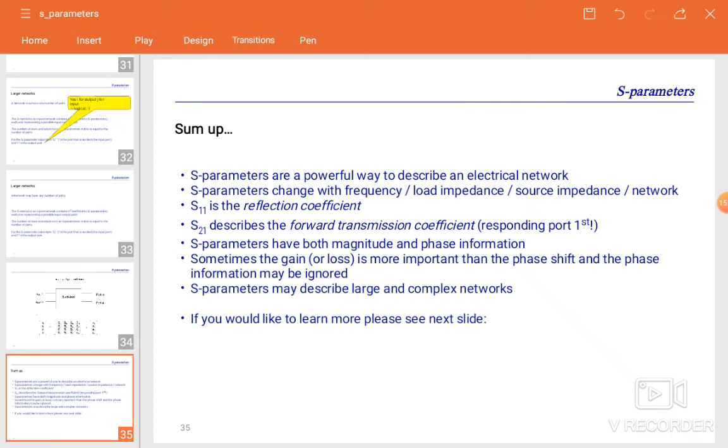If you would like to learn more, please see the next slide. So this is all about S parameters, in which I have given you some basic information about the S parameter.